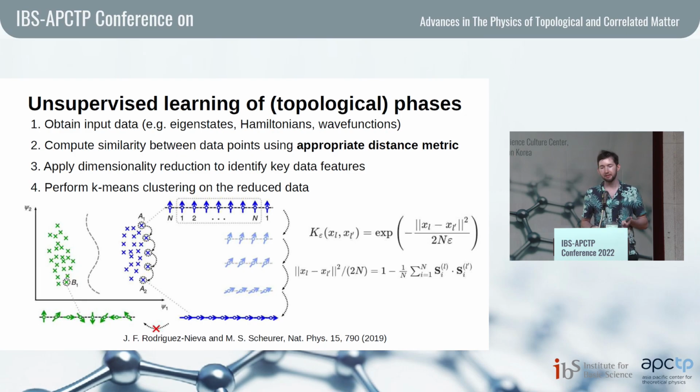So once you have these two ingredients, the input data and your distance measure, then this can be readily fed into existing machine learning algorithms. So in this work, the authors first performed a dimensional reduction, which allowed them to map these spin configurations to a lower two-dimensional space containing the key features. And in this lower dimensional space, what we can see clearly is that the two phases, the ferromagnetic phase and the spin wave phase, are clearly separated.